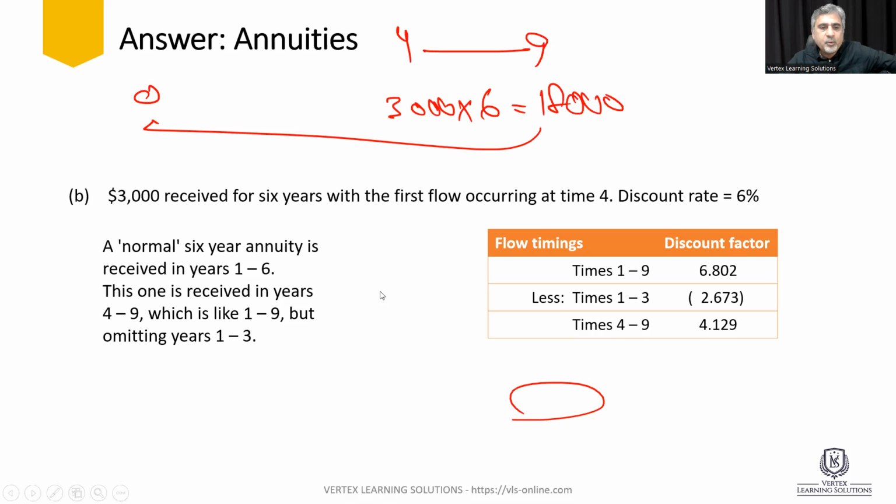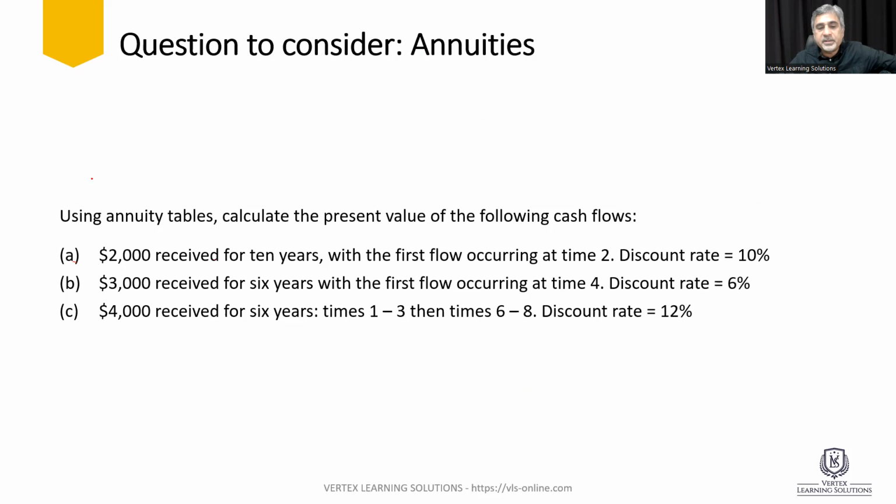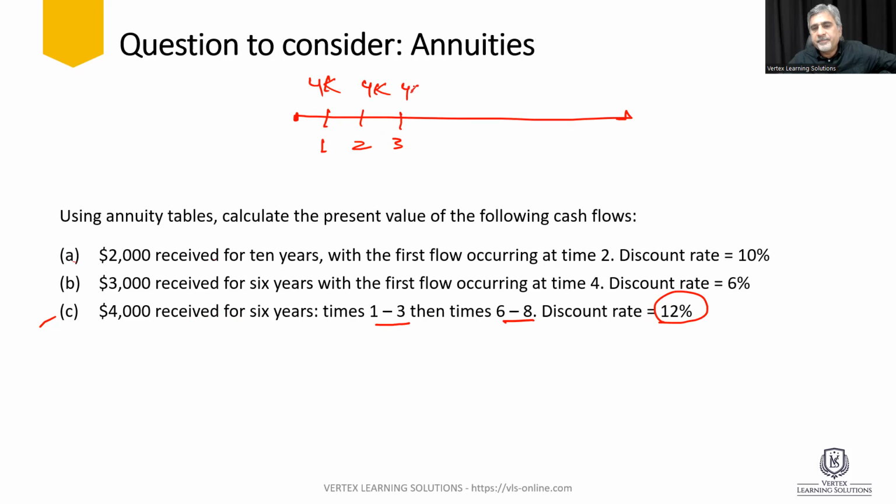Okay. We go back to our previous example, which is number C. It says that 4,000 is received for 6 years, in times 1 to 3, then 6 to 8. Discount rate is 12%. This is even more interesting. So what is happening? You will receive cash flow in year 1, year 2, and year 3. And how much do you get? You get 4K, 4K, and 4K.